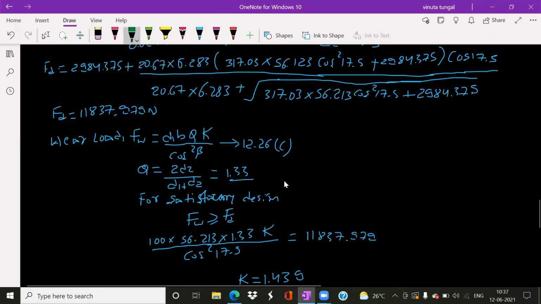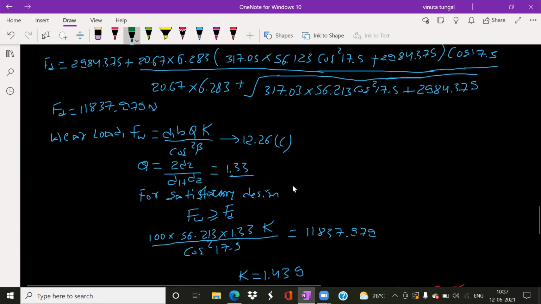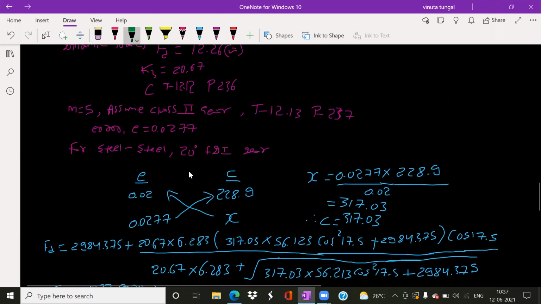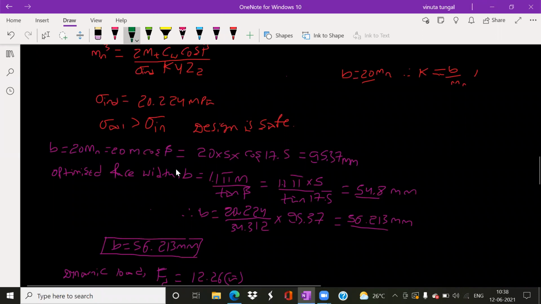So what is the difference between face width and optimized face width? See here, face width both are same. But while designing the worm gear, you have to consider the optimized. Why? Because whatever the module is there, according to the module, you have to take down the value. Whatever the B value previously written depends upon the K value. B is equal to 20 mn. Whereas once you calculate the module, you will get the optimized.